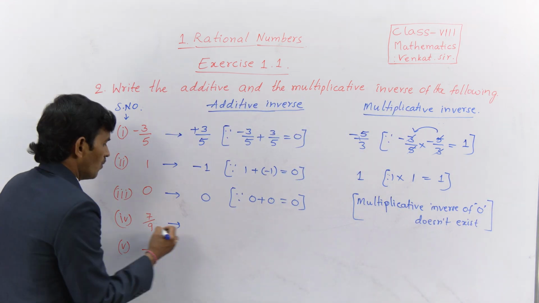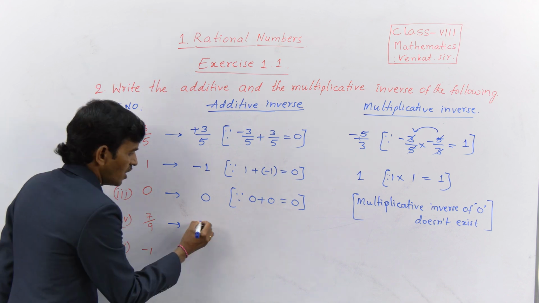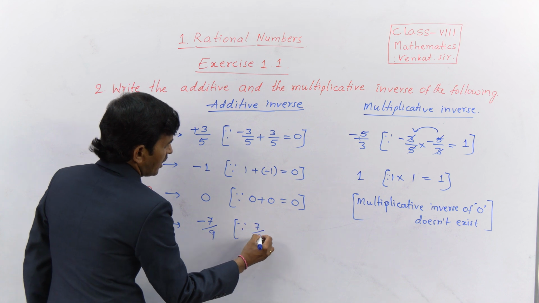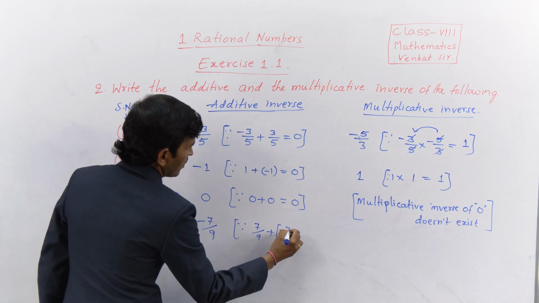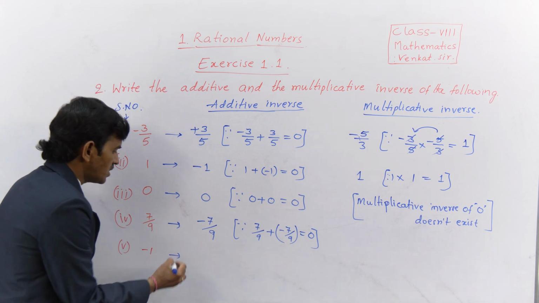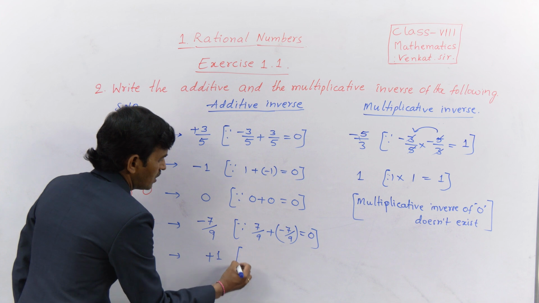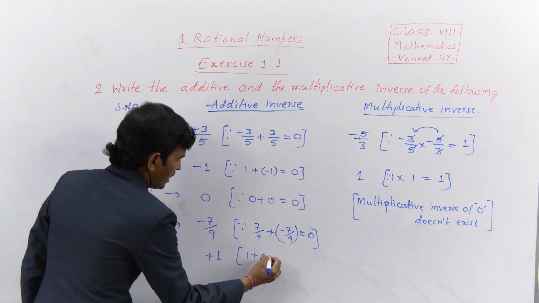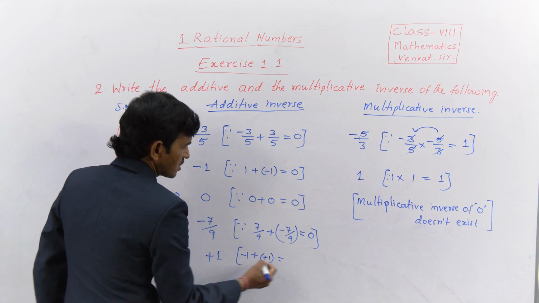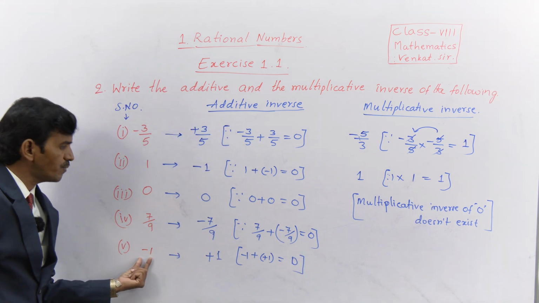Right? Next, what is the additive inverse of 7 by 9? What is the symbol of 7 by 9? Plus. Therefore, we should write minus 7 by 9, since 7 by 9 plus minus 7 by 9 gives us 0. Right? Next, if we consider minus 1, what is its additive inverse? Plus 1 we can take. In this case, 1 plus minus 1 or minus 1 plus 1 gives us 0, right? Therefore, this plus 1 is the additive inverse of minus 1.